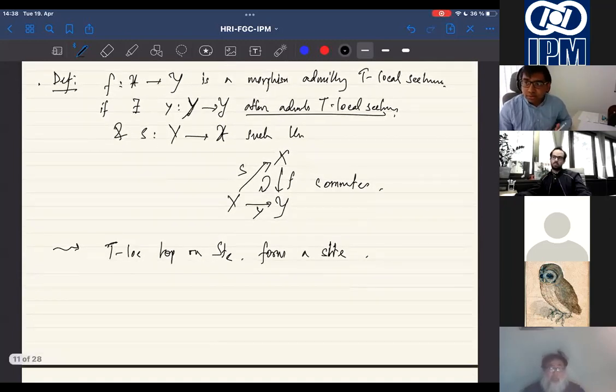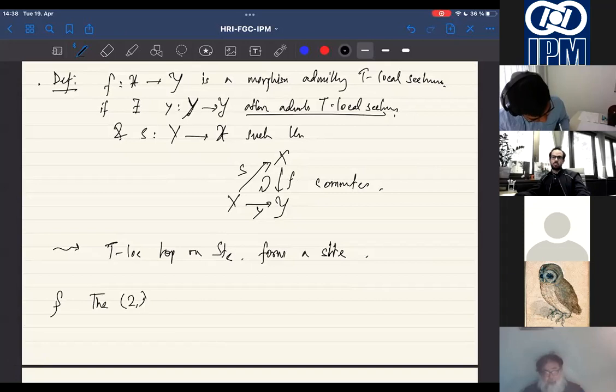Now let's go to defining this log ST that I stated at the end of my motivation: the (2,1)-category log ST.